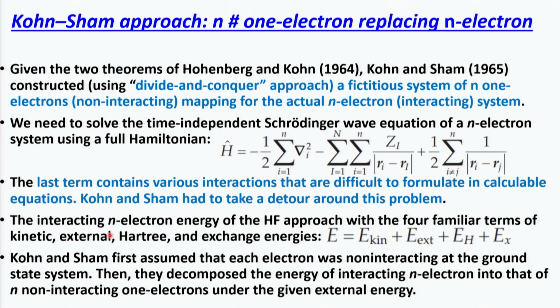The interacting n electron energy in the Hartree-Fock approach has four familiar terms: kinetic, external, Hartree and exchange energy. Kohn and Sham first assumed that each electron was non-interacting in the ground state system, then decomposed the energy of the interacting n electrons into that of n non-interacting one-electron systems under the given external potential. Essentially, we consider n non-interacting electrons, and in order to get the exact value we again need to go for some functional approximation.